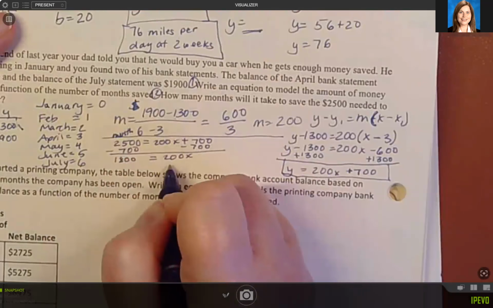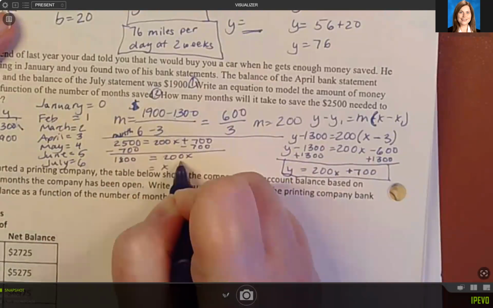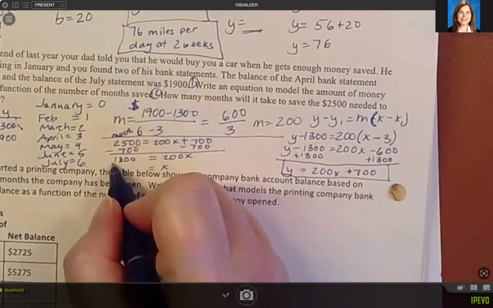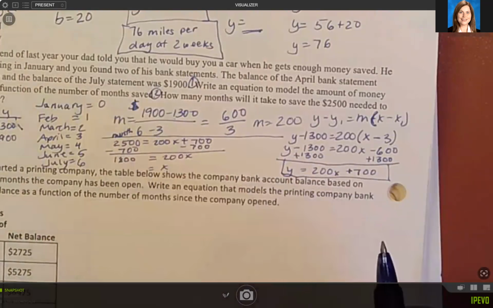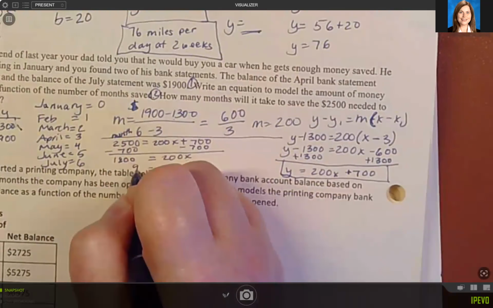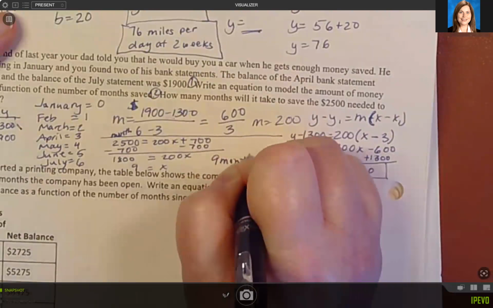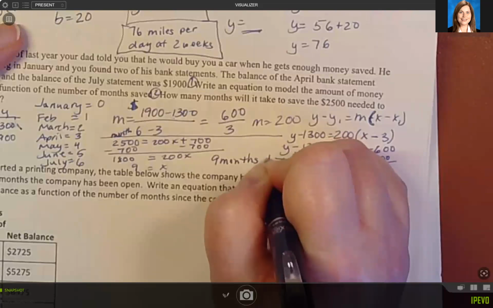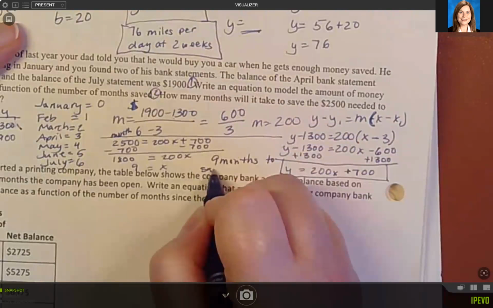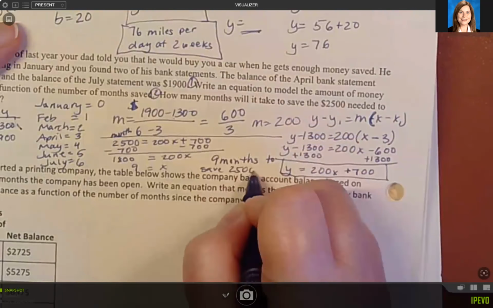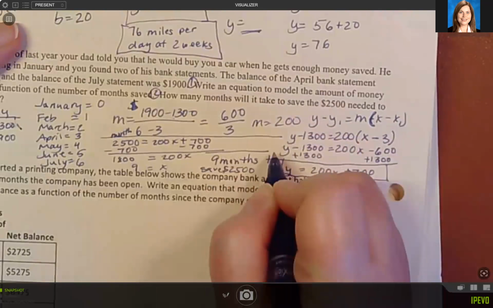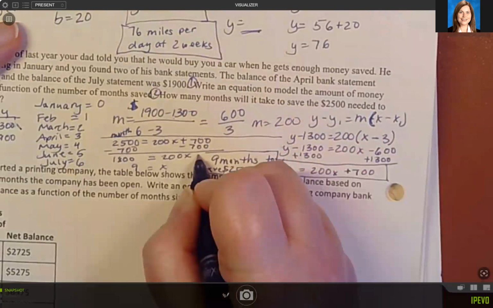I'm running out of side room, so I'm going to skip showing that step, but divide by 200. 1,800 divided by 200 is the same as 18 divided by 2, so 9. It will take 9 months to save $2,500. And then at the end of that 9 months, you have enough money to buy that car.